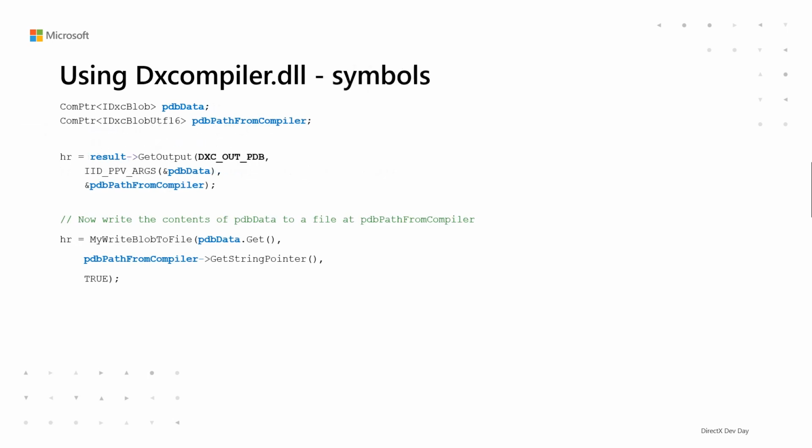And here we are saving out the shader symbols. So again, we have our result object, and we're getting the PDB out of the result object. It's important to note here that the PDB path from the compiler is important. That's another thing that the result object will tell us. This is either because we supplied the PDB name to the compiler or the compiler generated it automatically. Either way, we need to make sure that we save the PDB file out with that name so that PIX is able to find it later.